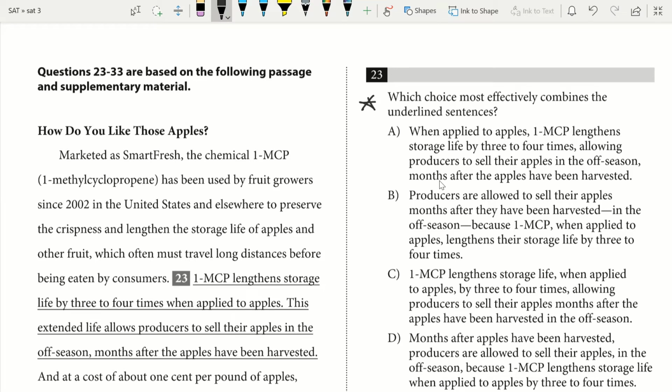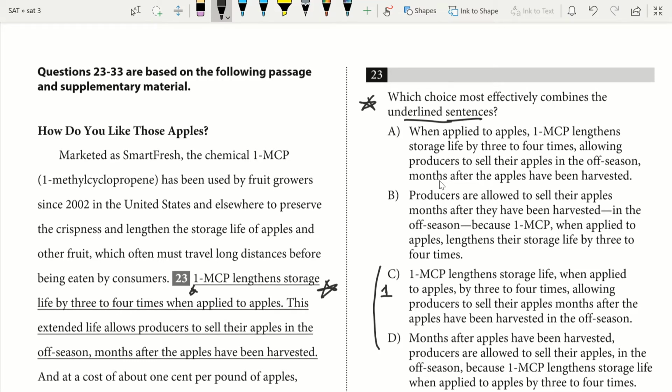Now we're asked which choice most effectively combines our underlined sentences. So we go ahead and we read our underlined sentences, and then we go from shortest answer to longest answer to find which sentence flows logically across the timeline and also is grammatically correct. So we have 1-MCP lengthens storage life by 3 to 4 times when applied to apples. This extended life allows producers to sell their apples in the off-season months after the apples have been harvested. So we see our shortest answers here are C and D. So we'll start with C.